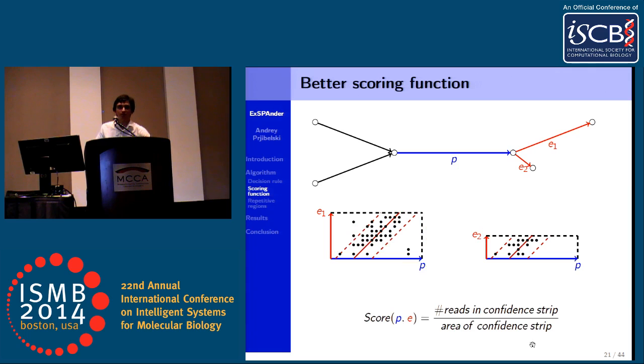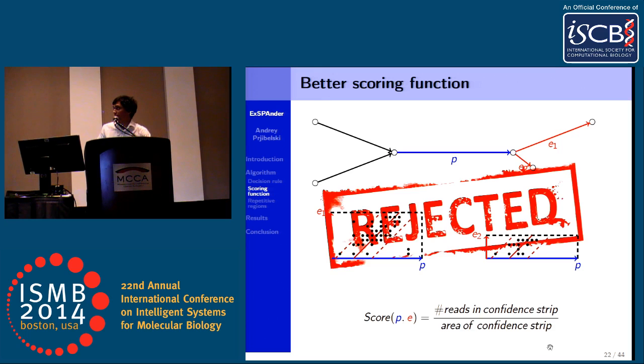Okay, let's try to normalize the number of read pairs. The first and the most simple idea how to normalize the number of read pairs is just to divide total number of points by the area of the confidence strip. But, as you remember, insert size distributions are not uniform. We usually expect more read pairs in the center of this confidence strip than on the side. So let's do it more carefully. This approach does not work as well.